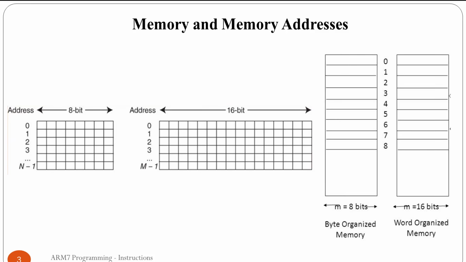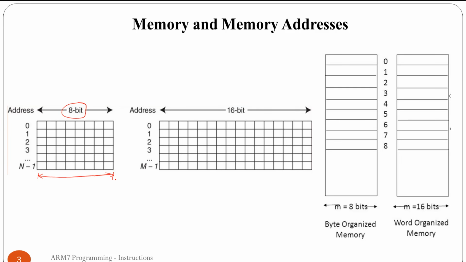Now, I will also explain some basic concepts related to memory and memory addresses. Whenever we access any memory, the very important thing required is the address. Without an address, we cannot access memory. Memory is organized in different ways. For example, this is 8-bit organized memory. What does it mean? We can store 8 bits at one location.